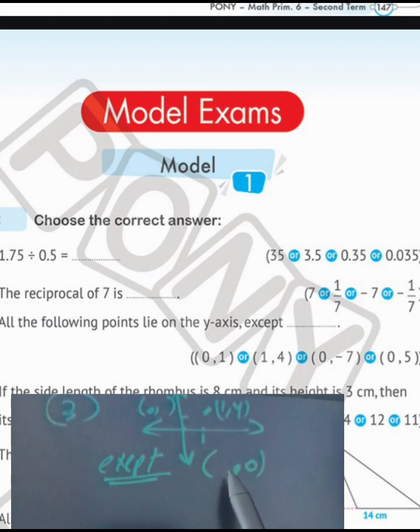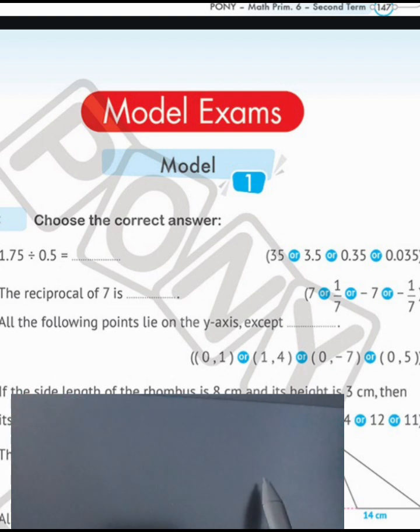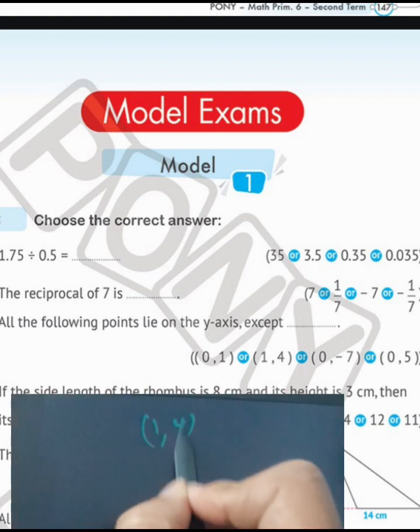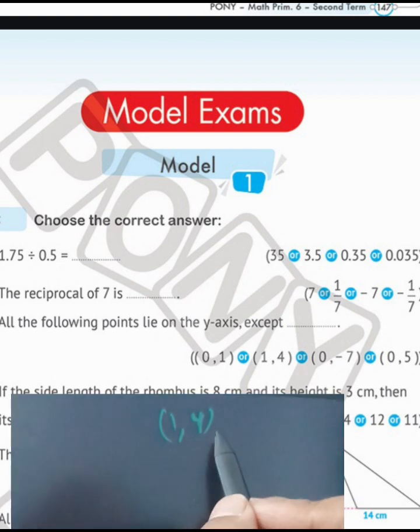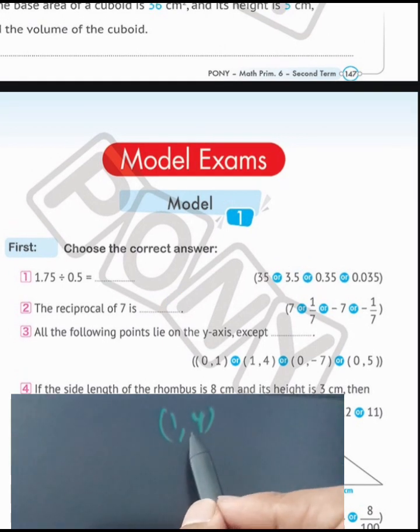The point (1, 4) doesn't lie on the y-axis. If we have any point whose second projection equals 0, such as (2, 0) or (4, 0), any number and 0, the point lies on the x-axis. So in this example, we want the point that does not lie on the y-axis, except what? Except (1, 4), because the point (1, 4) lies in the first quadrant, okay? Choose (1, 4). Understood? Choose (1, 4), because (1, 4) lies in the first quadrant.